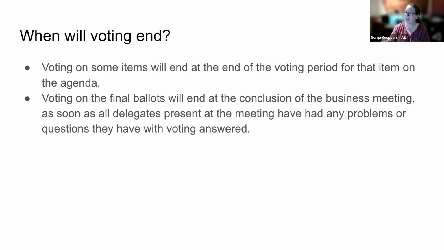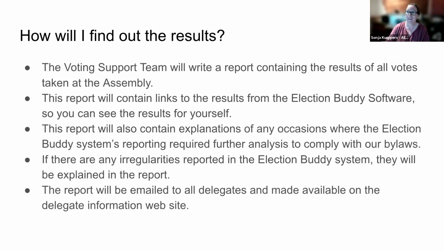I think we've talked about when the voting is going to end. How will I find out the results? So the voting support team will write a report containing the results of all votes taken at the assembly. This type of report may be familiar to you from previous years. If you are curious about what that report might look like, you can look at last year or the year before's delegate website, and there should be a similar report available.